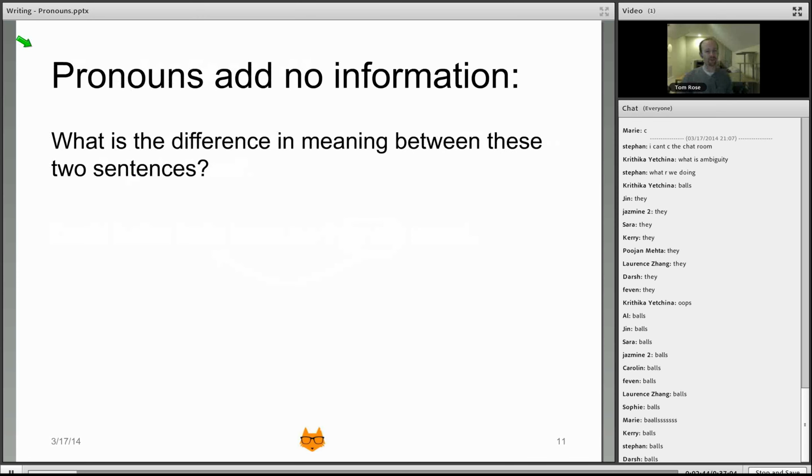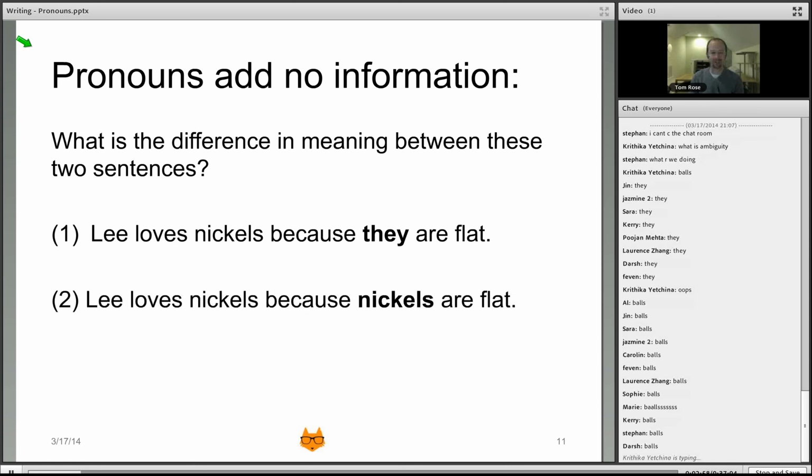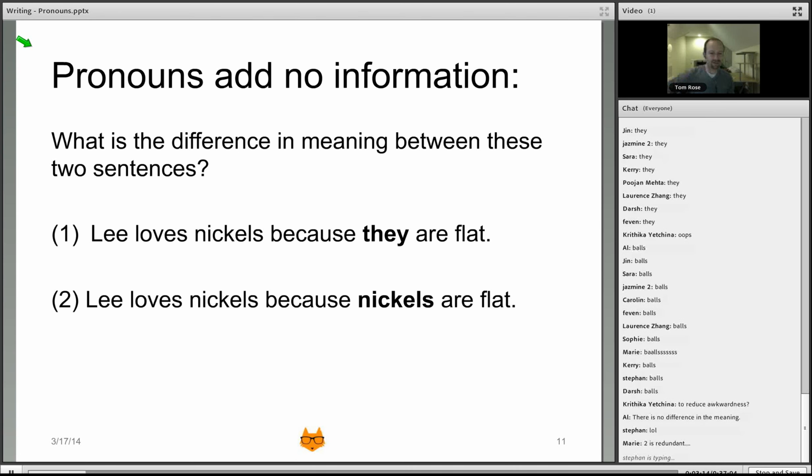Now, important to know that pronouns are not adding information to a sentence. For example, consider the difference in meaning between these 2 sentences. Lee loves nickels because they are flat. And Lee loves nickels because nickels are flat. Lee is a really exciting guy. Loves those nickels. Right? So there's no change in meaning between these 2 sentences.